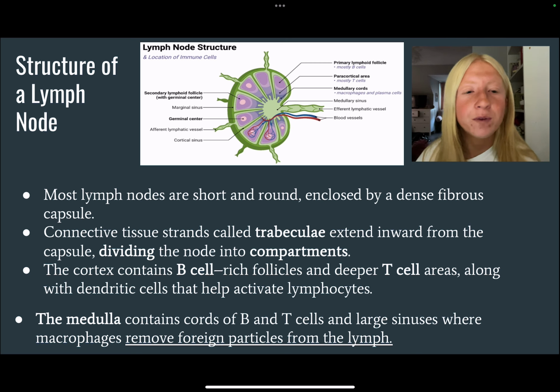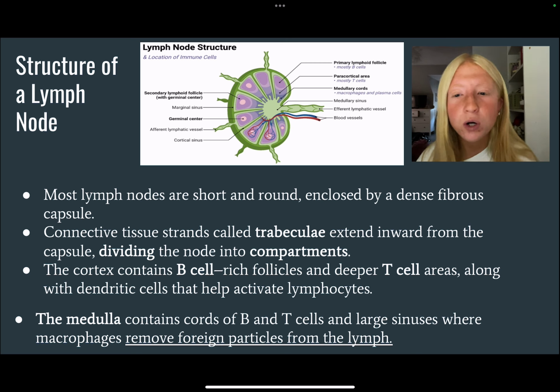The structure of a lymph node. Most lymph nodes are short and round and enclosed by a dense, fibrous capsule. Connective tissue strands called trabeculae extend inward from the capsule, dividing the node into compartments.